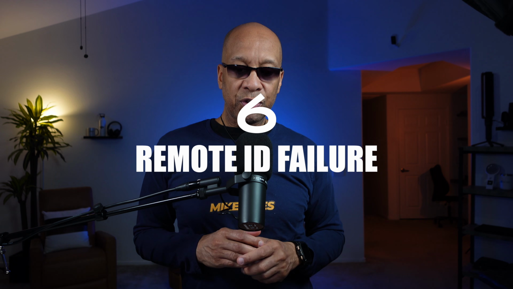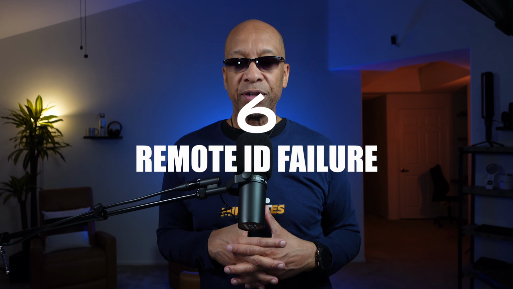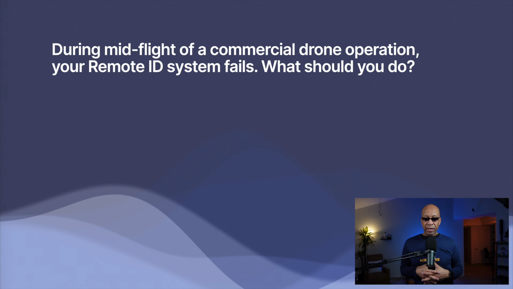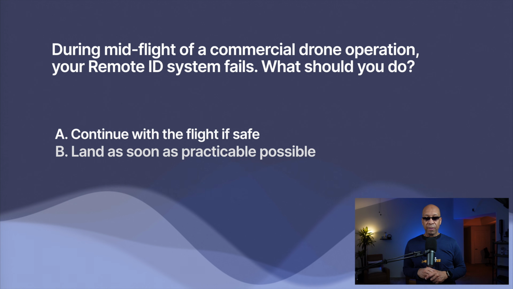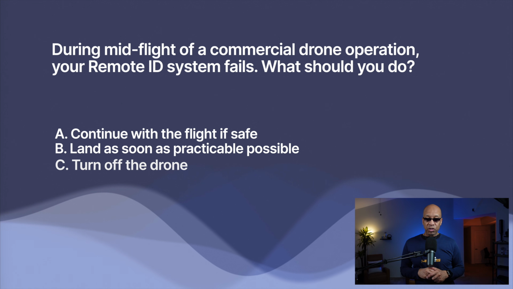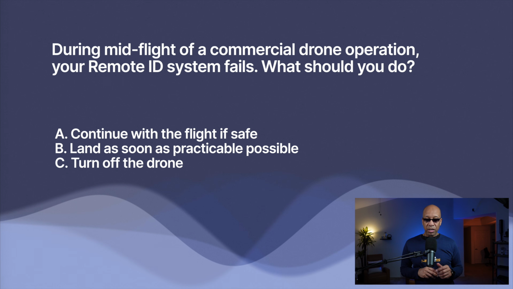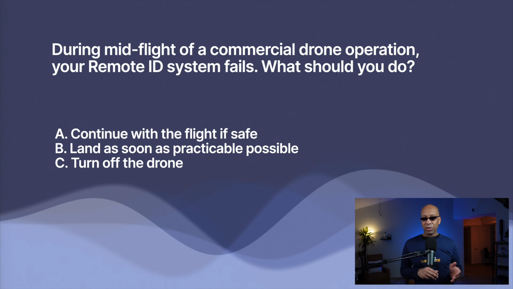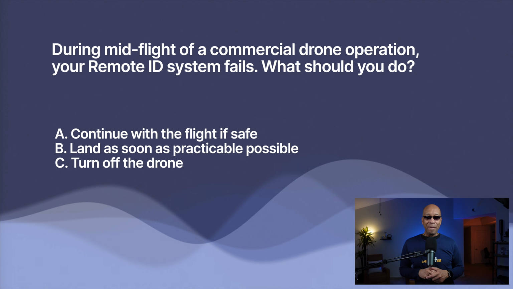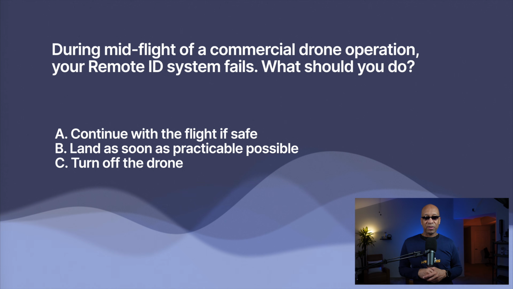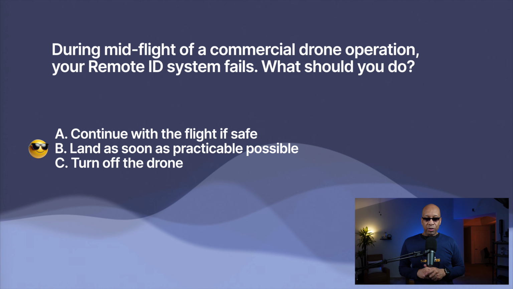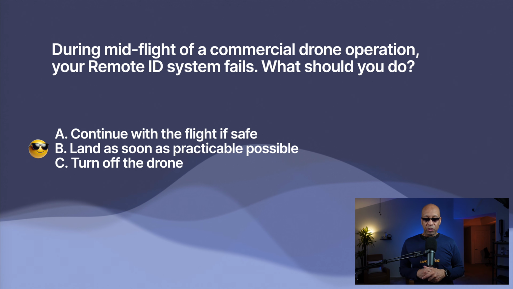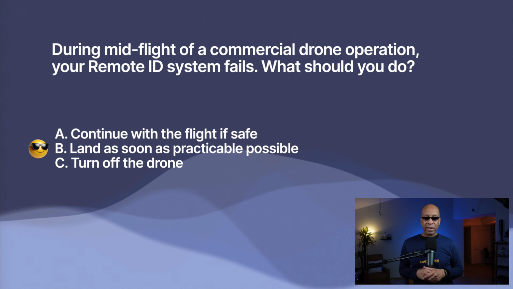Okay, moving to question number 6, which has to do with remote ID failure. Here's the question. In mid-flight, your remote ID systems fail. What should you do? A, continue with the flight if safe. B, land as soon as practicably possible. Or C, turn off your drone. Now, we all know that C is a ridiculous answer because there's no way you're going to turn off your drone in mid-flight, right? So we rule C out. So we're only dealing with A and B here. Now, the correct answer, as you already know, is B, land the drone as soon as practicably possible.